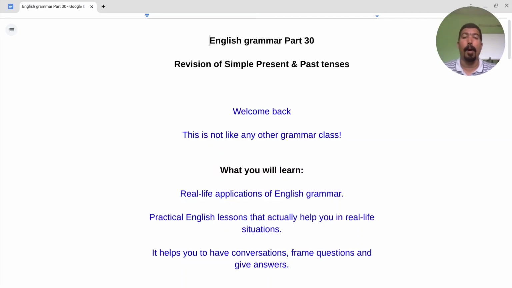Today we are going to part 30 of English grammar. This is the revision of simple present and past tenses. We have already completed simple present tense as well as simple past tense. So here we will have a short revision on that. And if you have missed out on the previous classes, this revision will help you.